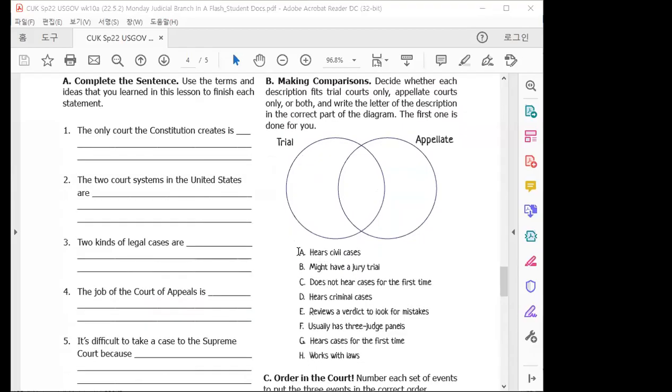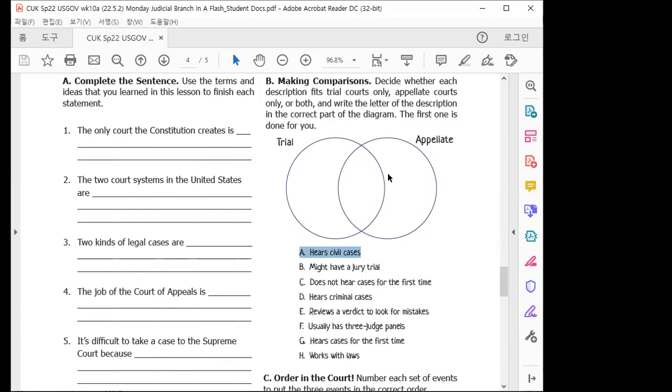Okay, room B. Kim Byung-koo. So Kim Byung-koo, where do you put A? Here's civil cases. Here, here, or here? In trial. Okay, right. Trial. Might have a jury trial. Here or here? Or here? I think it's in both. No, only a trial. Jury, yes. C, does not hear cases for the first time. Here, here, or here? Appellate.